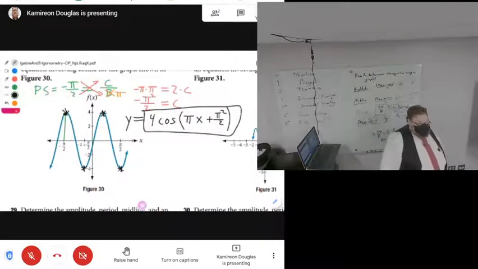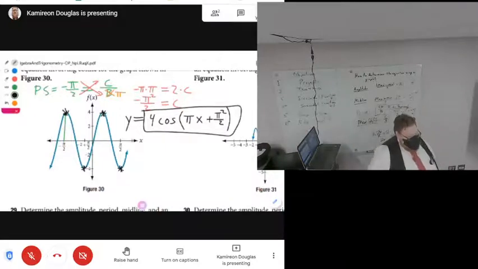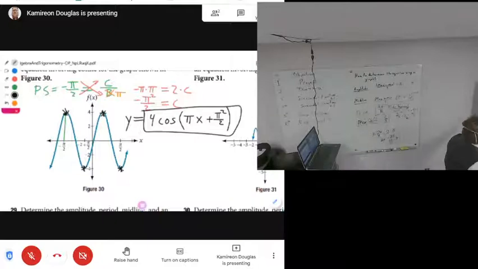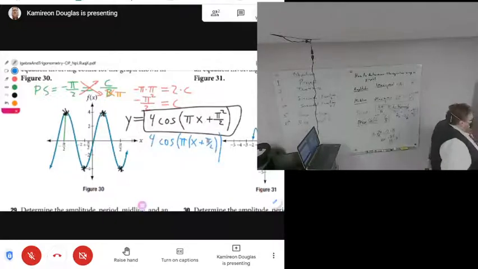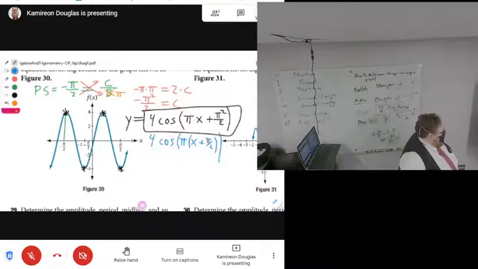I'm pretty sure they have a pi factored out of their equation. I'll give you a guess. Their version, if I had to take a shot in the dark, was probably cosine of pi x plus pi over 2 with a 4 out front. In theory, it should be the exact same thing.